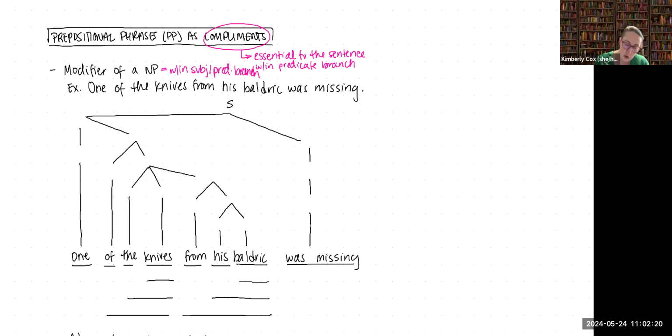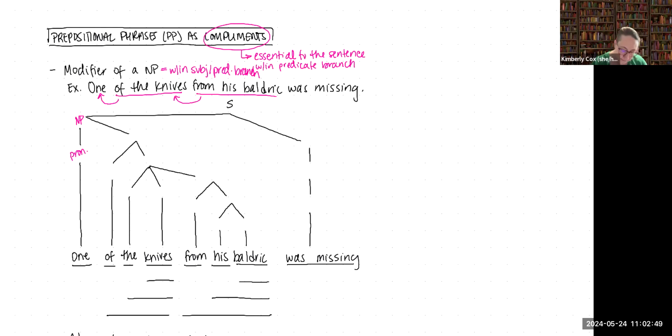We have two prepositional phrases herein. Both of them modify nouns. So from modifies knives, right? Of modifies one. So in both instances, we have modification going on. So let's take a look. One is going to be a pronoun, right? So that is going to be our noun phrase. So we're going to start there and then we're going to continue.